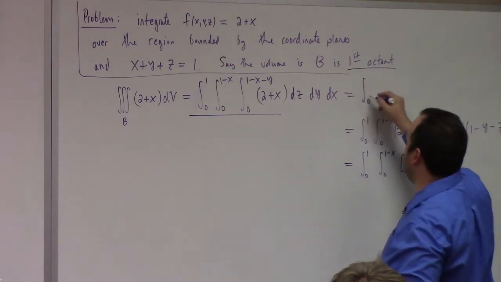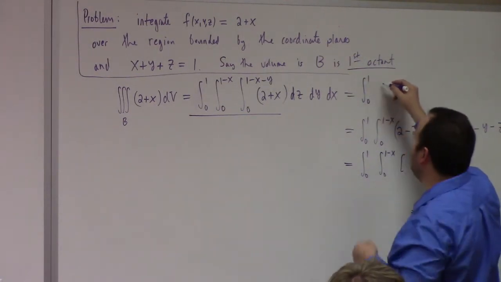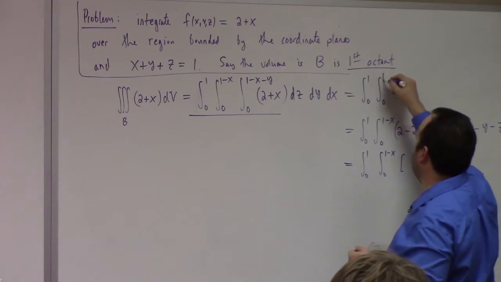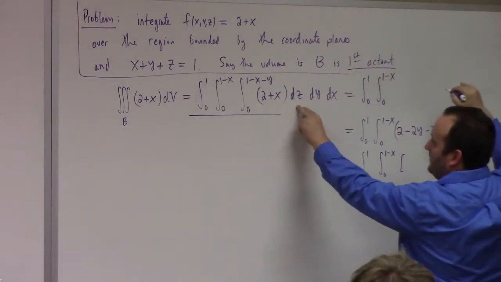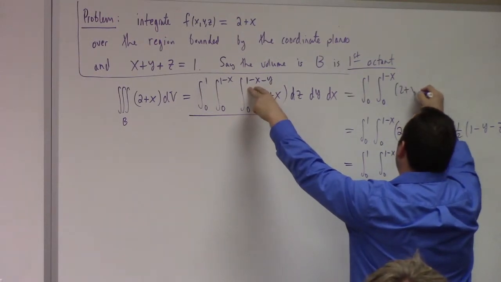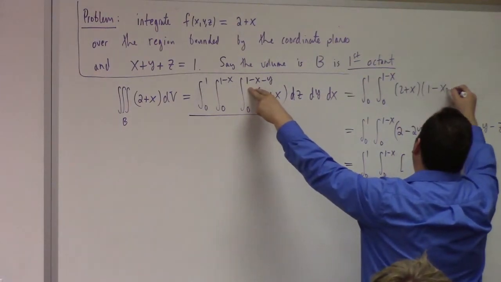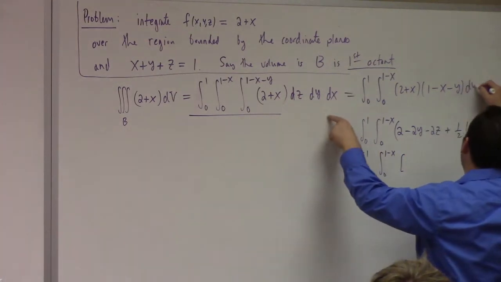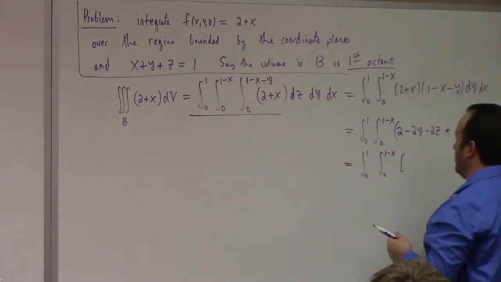So this would be the integral from 0 to 1, integral from 0 to 1 minus x. And when we integrate with respect to z, we just multiply by that bound. So we get 2 plus x times 1 minus x minus y, dy dx, and so forth, all right?